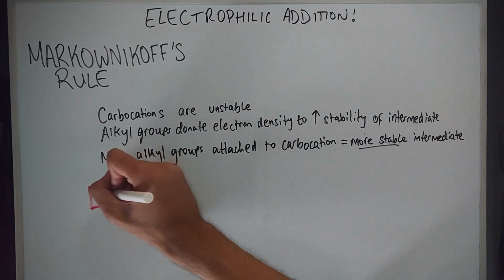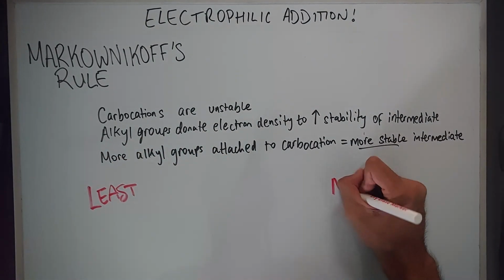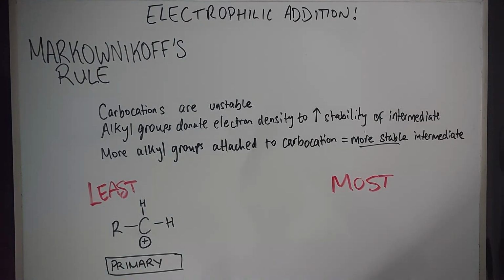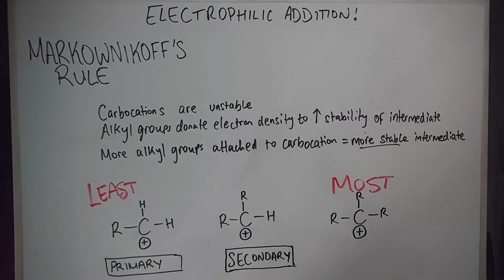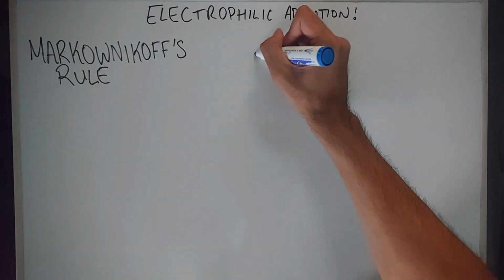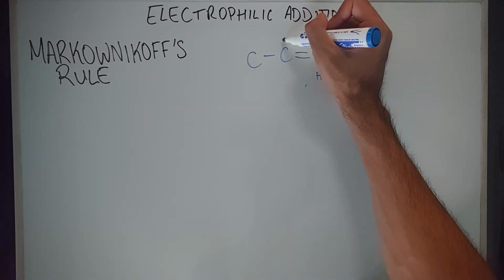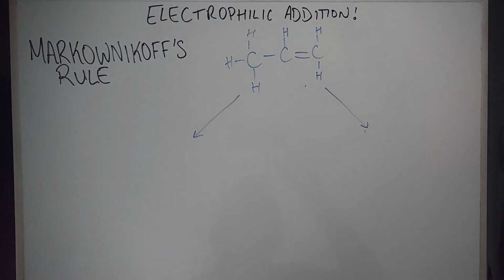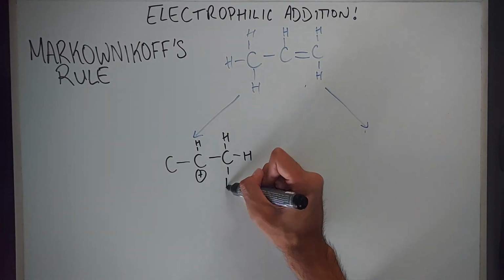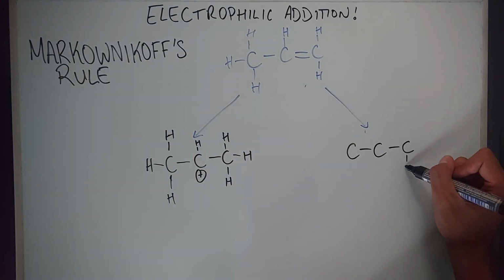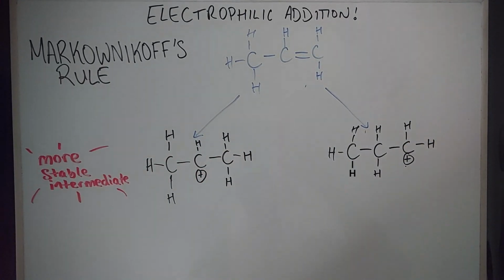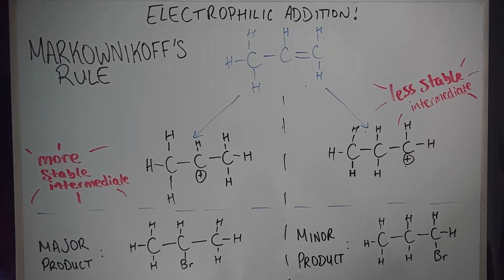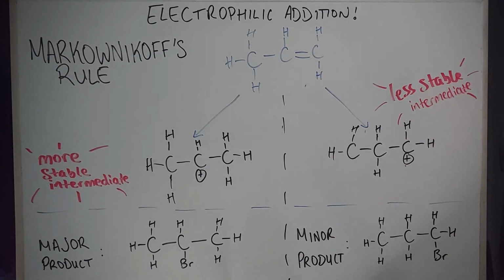So from least to most stable, you've got primary carbocation with 1 R group attached, secondary carbocation with 2 R groups attached, and tertiary carbocation with 3 R groups attached. With propene, we could have had a primary carbocation or a secondary carbocation like the one I showed before. The more stable intermediate will go on to form the major product, which will be the most abundant, so the major product in our example will be 2-bromopropane, and the minor product will be 1-bromopropane.